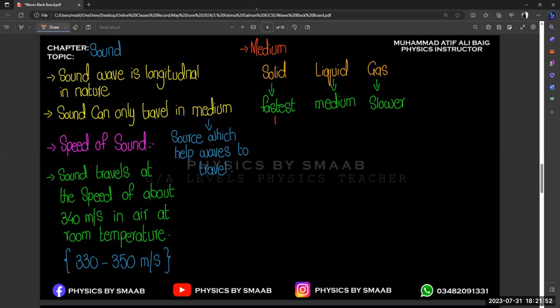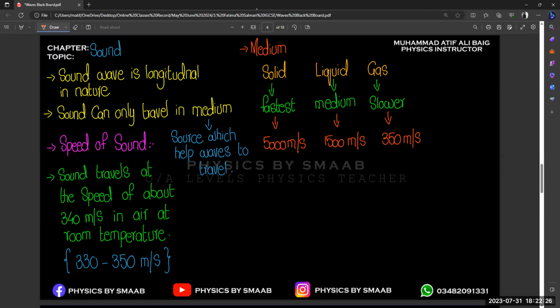So you need to remember that in solid, sound travels with an average speed of 1000 meters per second. So in solid, the speed of sound will be in thousands. And in liquid, the speed of sound will be in hundreds. And in gas, it is the same, 330 to 350 meters per second.